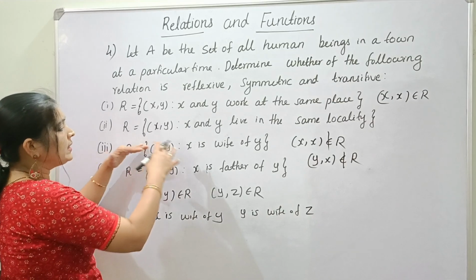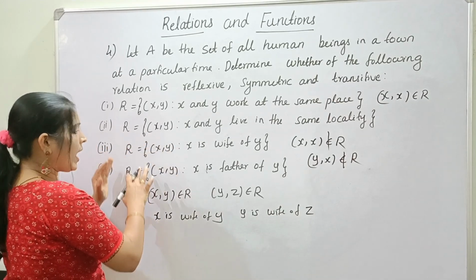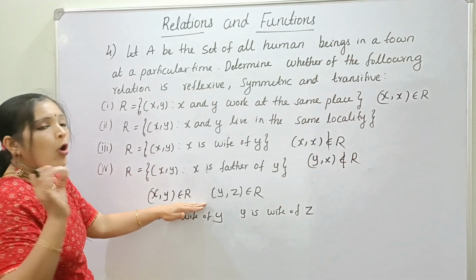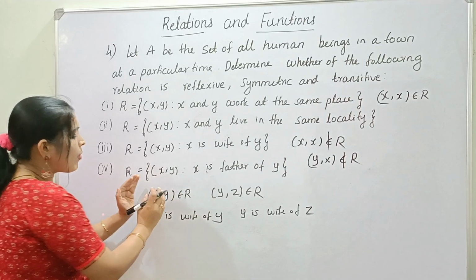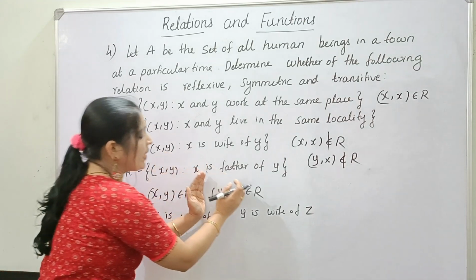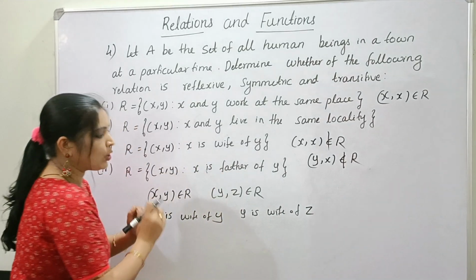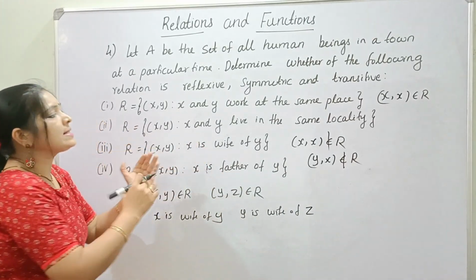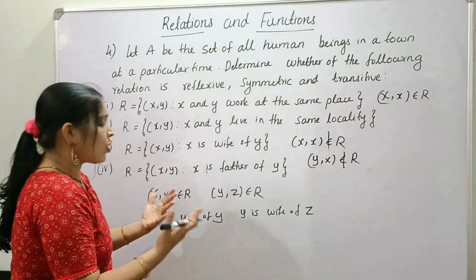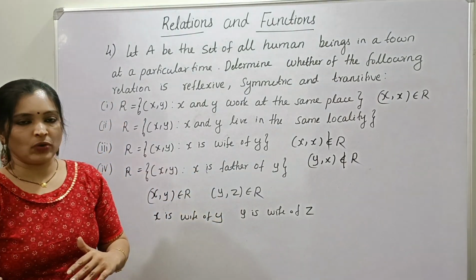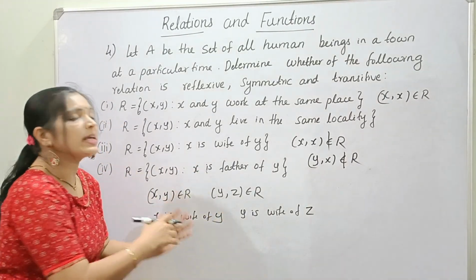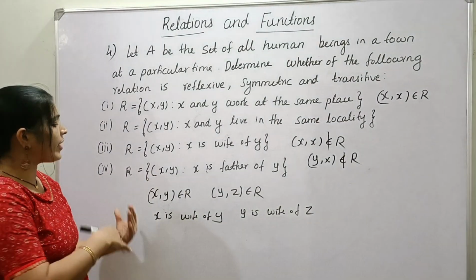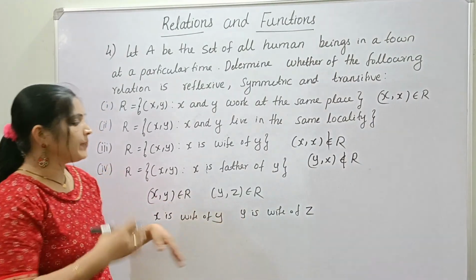So here, in this set R, there will not be the ordered pairs in the form of XY belongs to R and YZ belongs to R, because this sentence is X is the wife of Y and we cannot say Y is the wife of Z. X is the wife of Y means Y is the husband of X, right? So it is not possible.